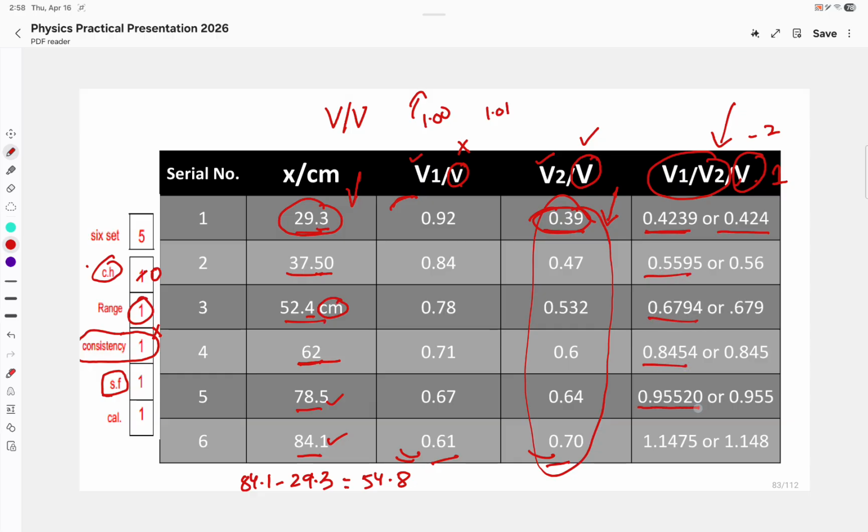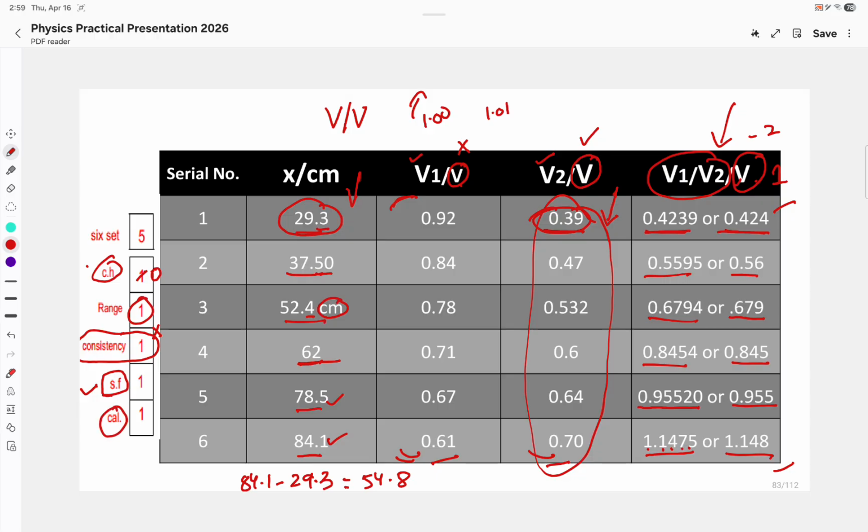If you are telling us there's a chance of another 5th SF, 1 2 3 4 5 SFs, or 3 SF, 2 SF, 3 SF, 3 SF, 3 SF, 4 SF, again you are making a mistake. From top to bottom, this particular column must have the same level of significant figures so that you will score this mark. And finally, the calculation mark.